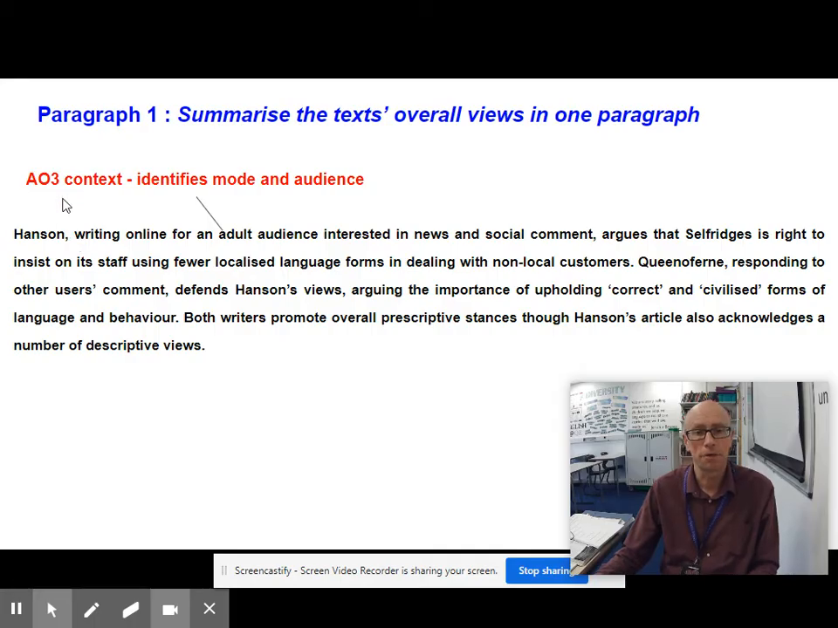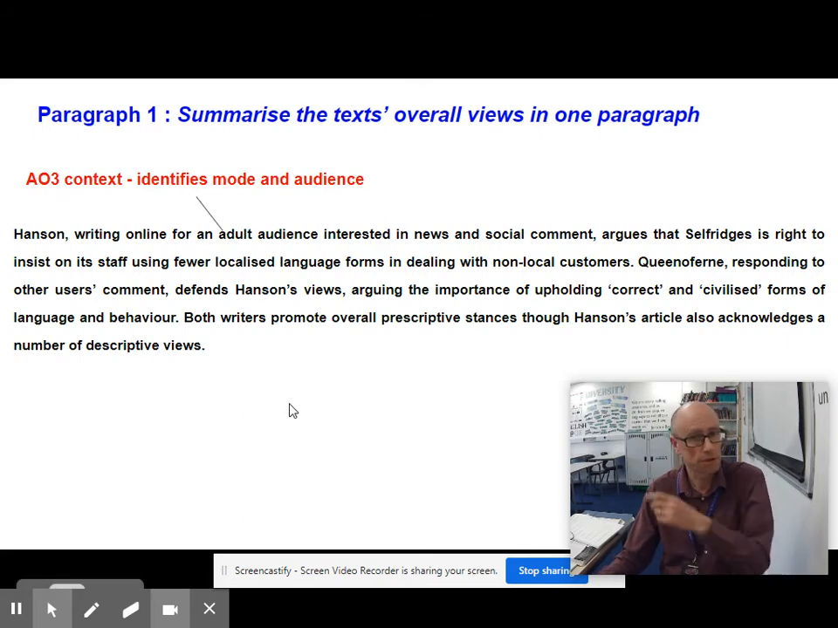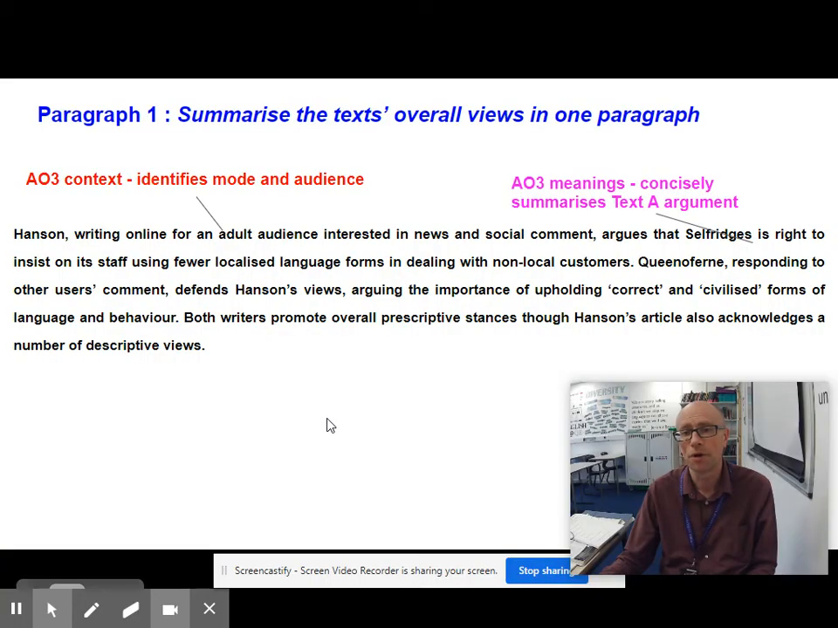So there we've got AO3 context. It also identifies the mode and the audience because it says that it's written online and it's written for an adult audience. So that's important in terms of identifying the AO3 context. So you've got the meanings, which are summarized very clearly there in that first sentence. Second sentence, Queen of Fern, responding to other users' comments, defends Hansen's views, arguing the importance of upholding correct and civilized forms of language and behavior.